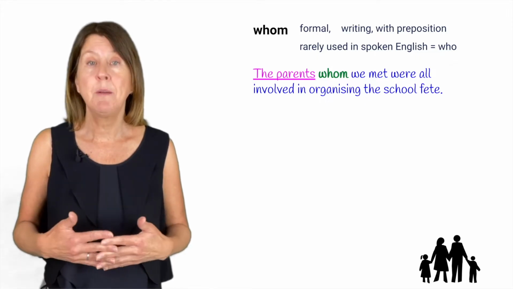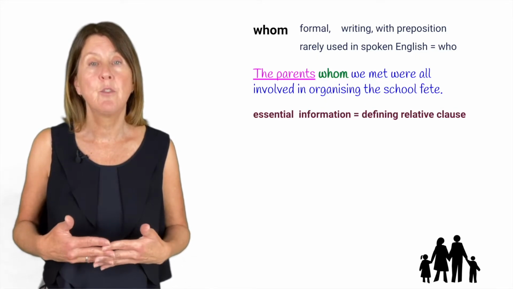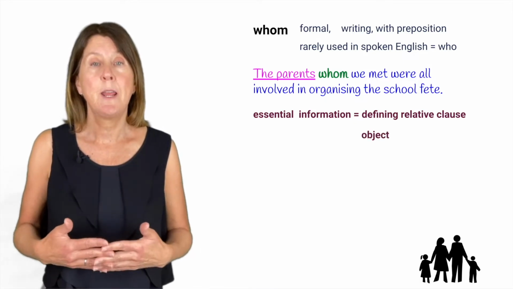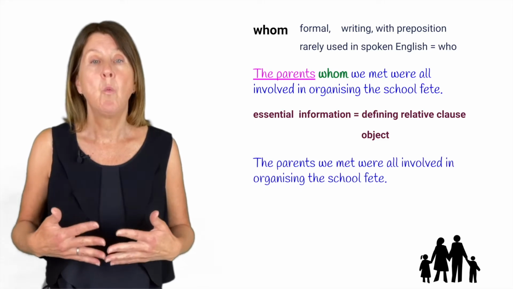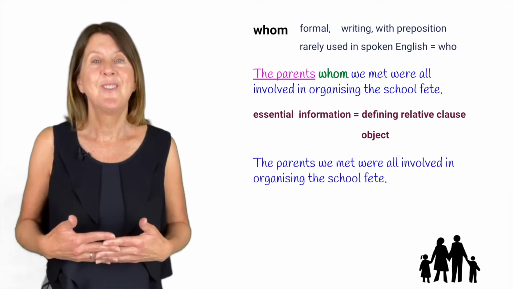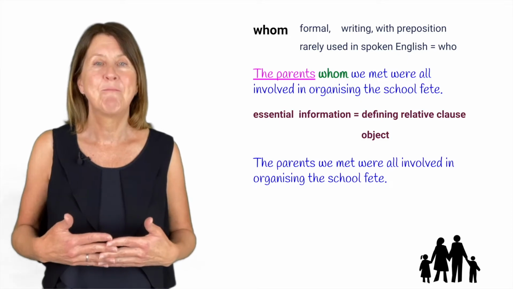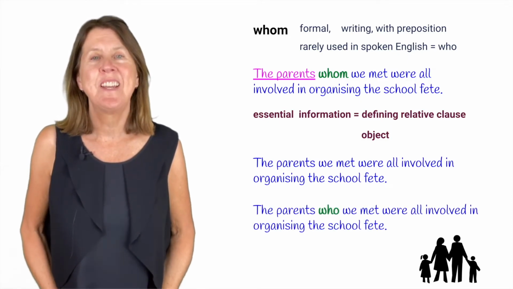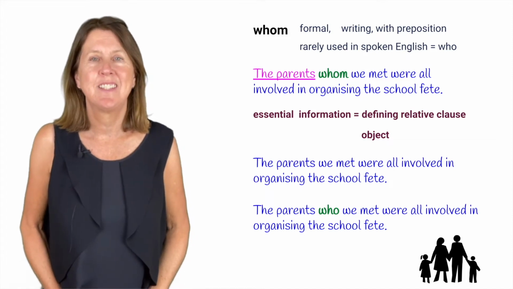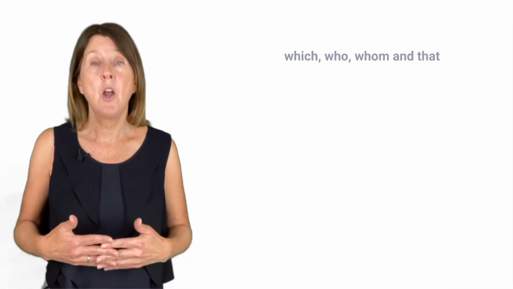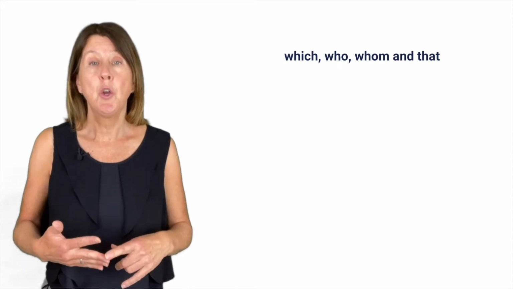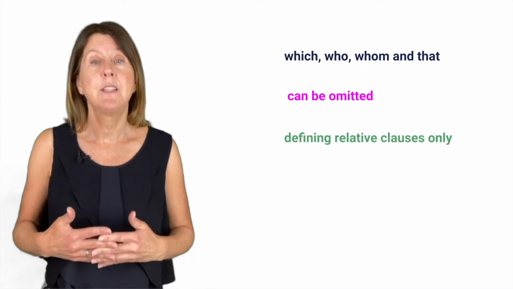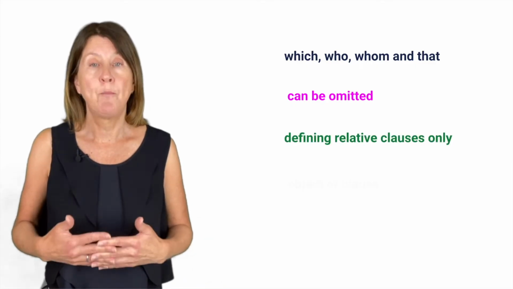Or whom can be omitted as it's a defining relative clause and the object of the clause. So you could say the parents we met were all involved in organising the school fete. Or the parents who we met were involved in organising the school fete. So remember, only which, who, whom and that can be left out in defining relative clauses if it's the object of the clause.